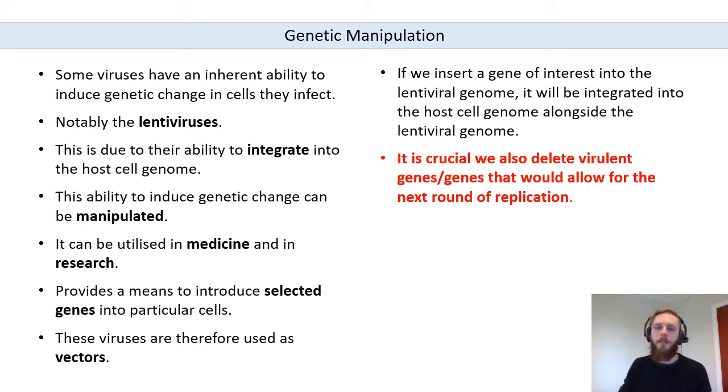So if we want a cell to start expressing gene X, we just add gene X to the lentiviral genome, then we challenge the cell with the lentivirus. Then if infection occurs and then integration will occur, the cell is then expressing the gene X that we added to the lentiviral genome.